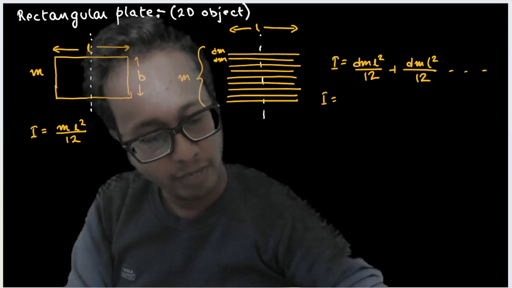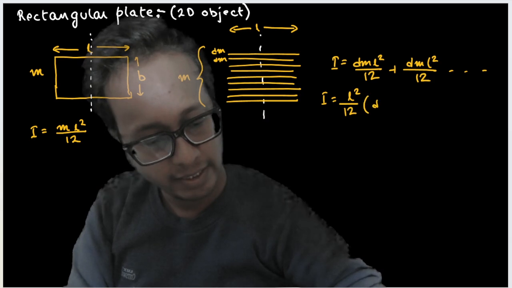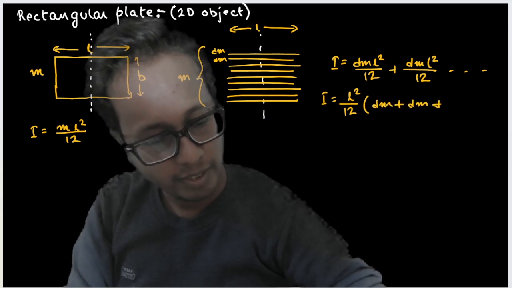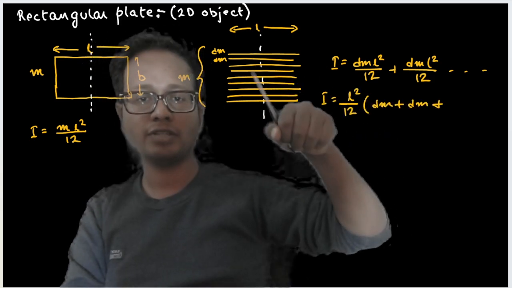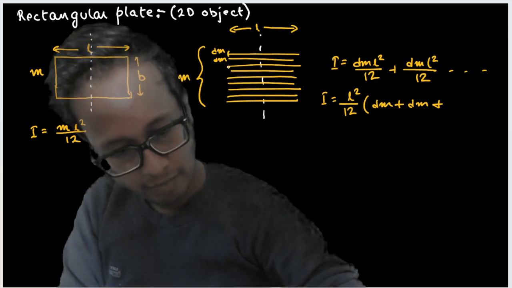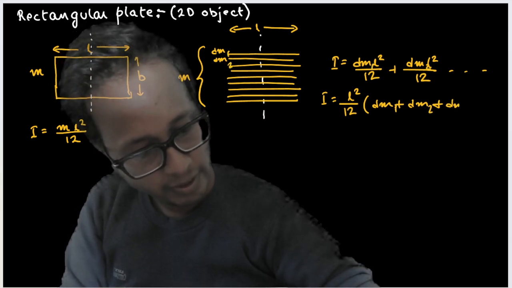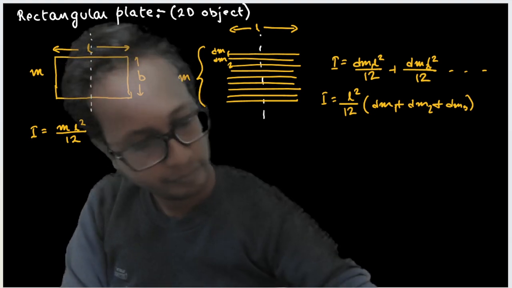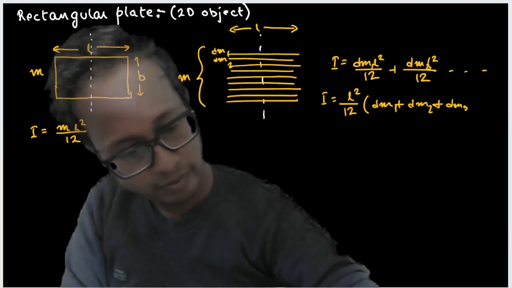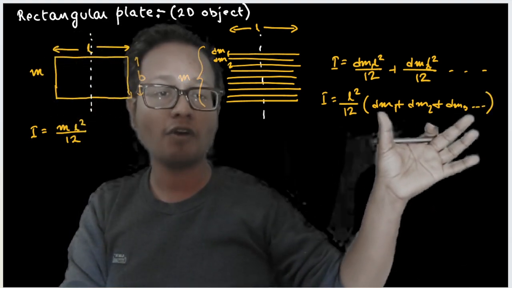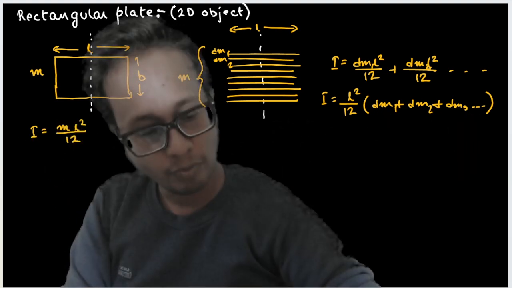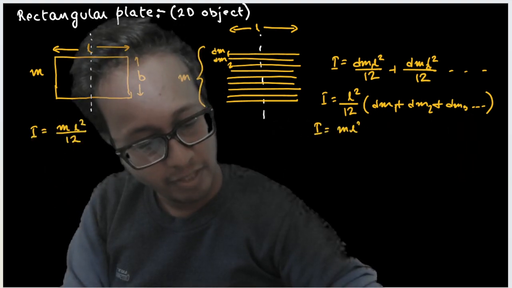If you take L square by 12 common from all of this, you get dm1 plus dm2 plus dm3, and so on. That means mass of 1 plus mass of 2 plus mass of 3. And the integration of all these masses is nothing but m only. So you get the moment of inertia as nothing but ml square by 12.